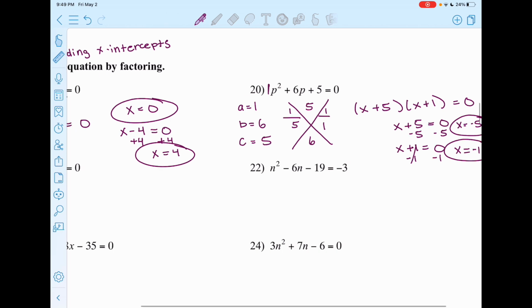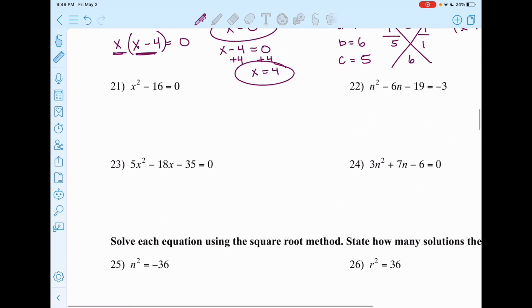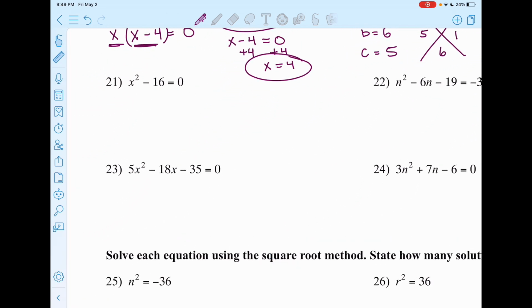Let's try a few more. So moving on to number 21, there is no greatest common factor, but this is a difference of squares. Our difference of squares is when we have two perfect squares separated by a minus. So I'm going to square root both of my terms. The square root of x squared is x, and the square root of 16 is 4. So this means that my two factors are going to be x plus 4 and x minus 4.